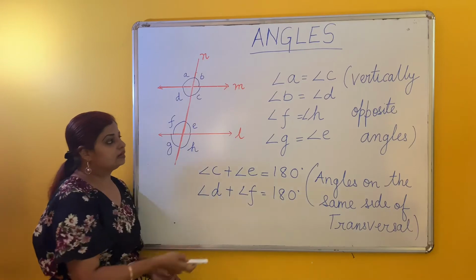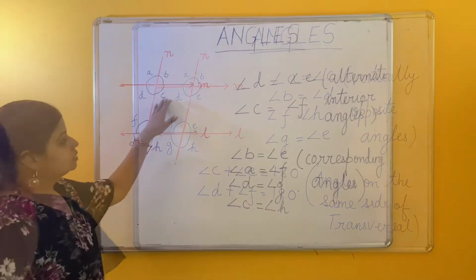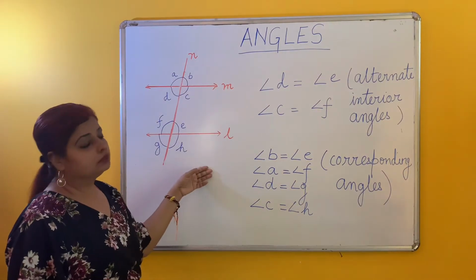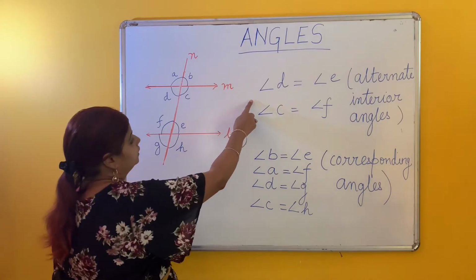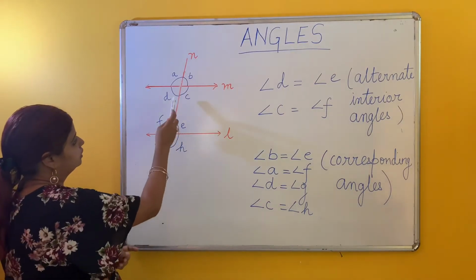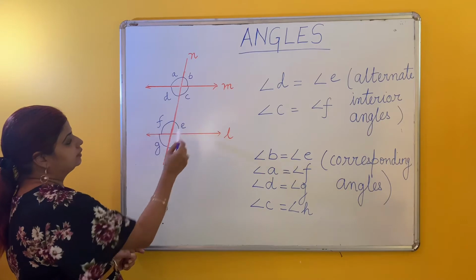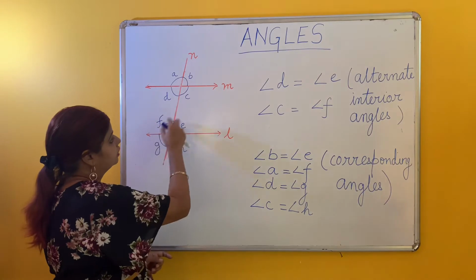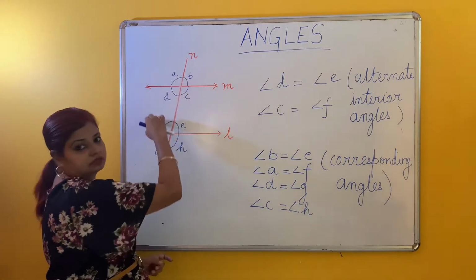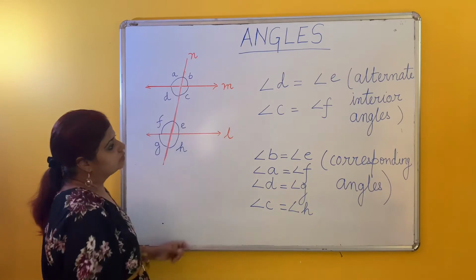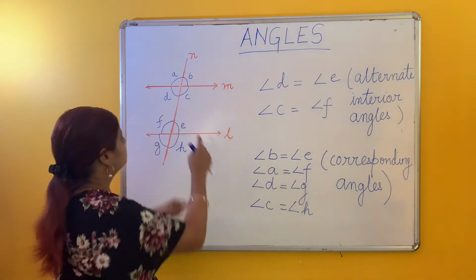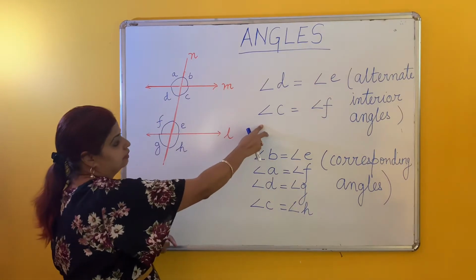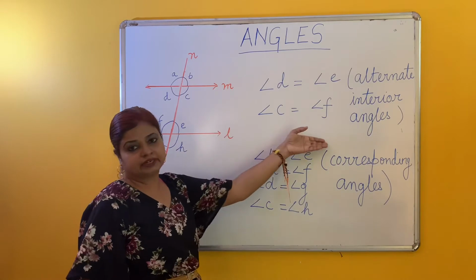So let's learn about some more angles. These are other angles which are formed when two lines are parallel. One is alternate interior angles. What does that mean? Angle D is equal to angle E. Why is it called interior? Because if you see D and E, and C and F, they lie inside the transversal. This is the inside space. So that's why they call it alternate interior. So angle D is equal to angle E and angle C is equal to angle F, and they are called alternate interior angles.